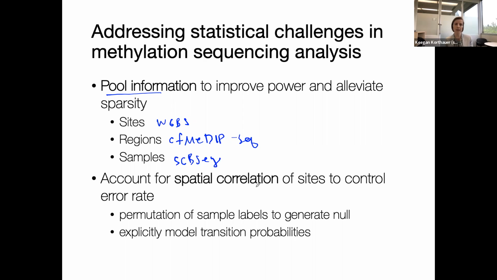And another common theme that keeps popping up with this data type is adjusting for spatial correlation. So this is something we can't ignore. We know that it's a feature of the data, and we get into trouble if we try to treat these sites as independent. And we handled that in the DMR-seq approach by permuting sample labels to generate our null and keep that correlation structure intact, as well as in the VMR-seq approach for single cell, explicitly modeling the transition probabilities from data.